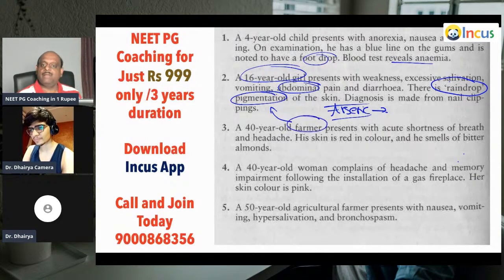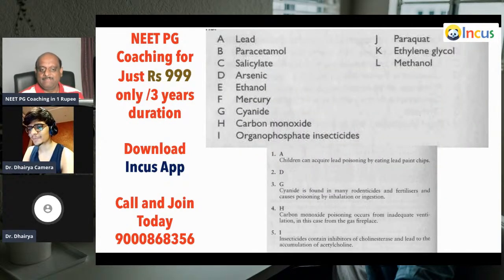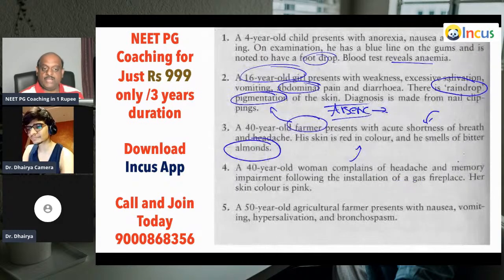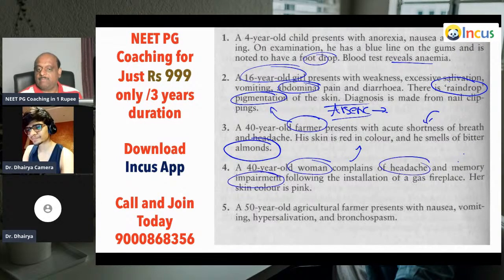Now, a farmer, acute shortness of breath, skin is red in color, and he smells bitter almond. Cyanide poisoning. Cyanide poisoning, which is part of the rodenticides and fertilizers, is what you need to remember. 40-year-old woman with headache, memory impairment after installation of a gas fireplace. Her skin color is pink. So, what is your diagnosis?